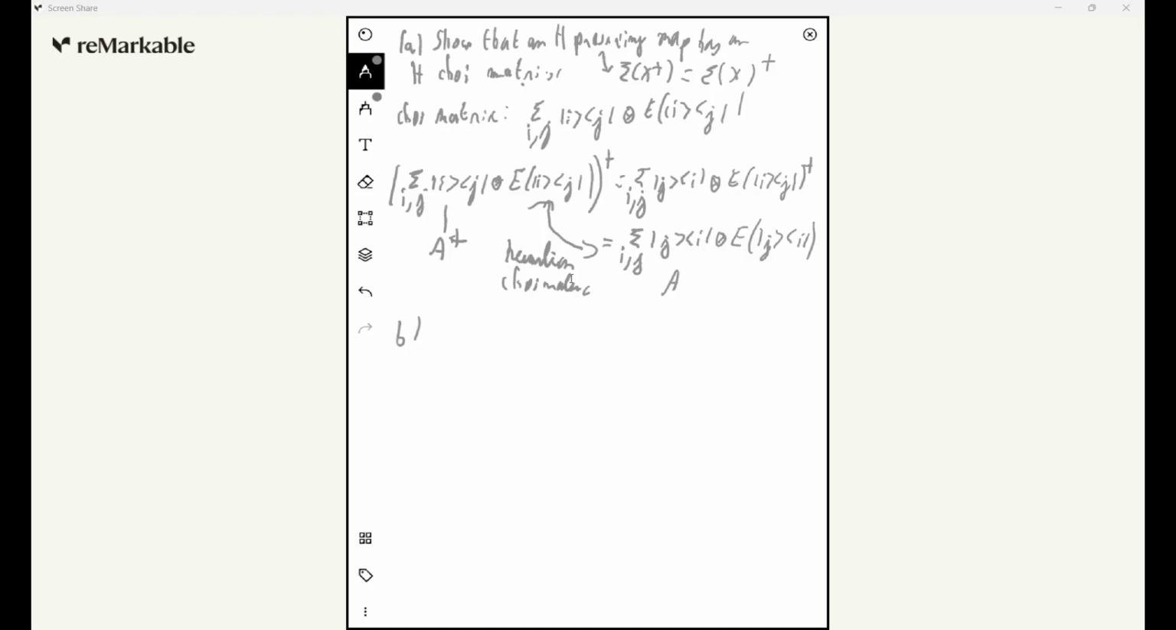So using the previous parts, it shows that a Hermitian preserving map can always be written as a difference of two completely positive maps.